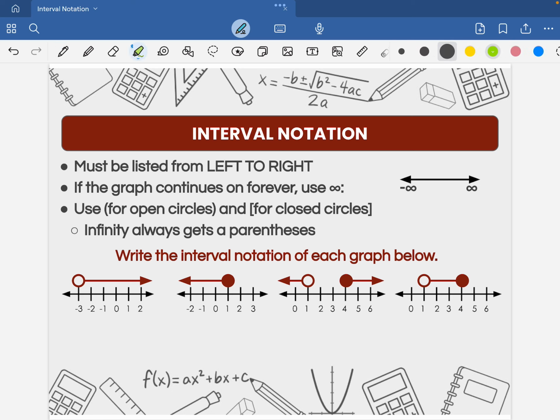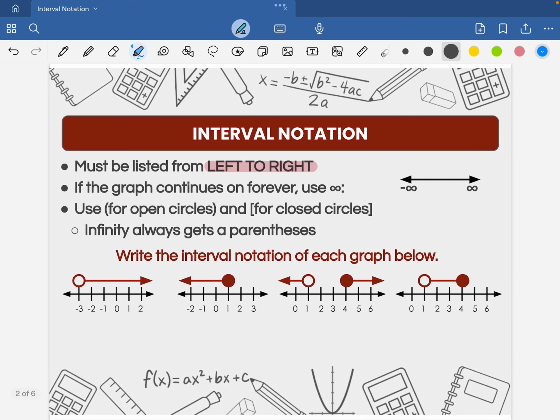There are three main things you need to know about interval notation. The first one is that we always read our graphs from left to right, the way we read sentences. The second thing is that if the graph continues on forever, you need to use an infinity. If it's on the left side that it's going forever, that's negative infinity. If it's on the right side that it's continuing on forever, that's positive infinity.